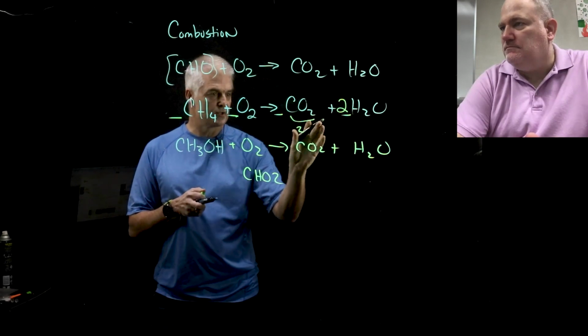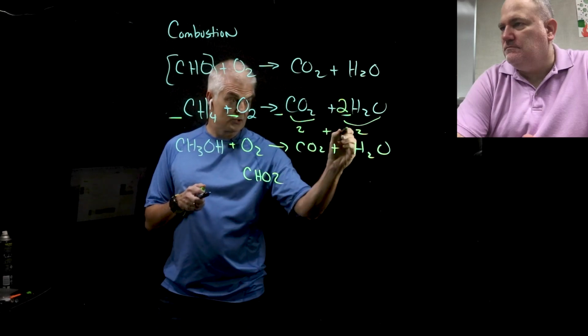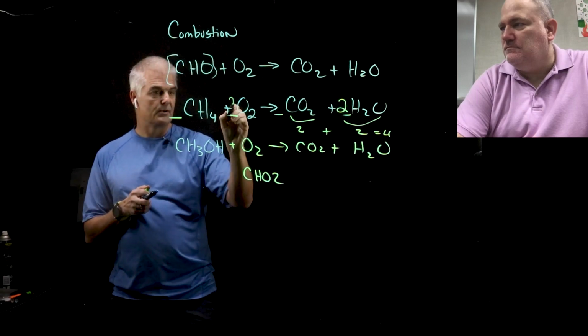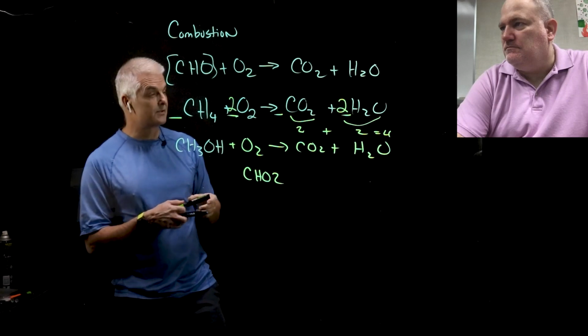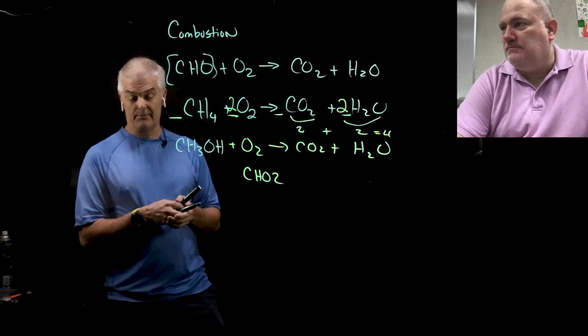I've got 2 oxygens on the right. I've got 2 times 1 or 2 oxygens on the left. So I need a total of 2 plus 2 equals 4. And I need to put a 2 here. I didn't have to double this one because it worked out. And this other one you may have to double. I think you get the idea. Let's take a look at an example.